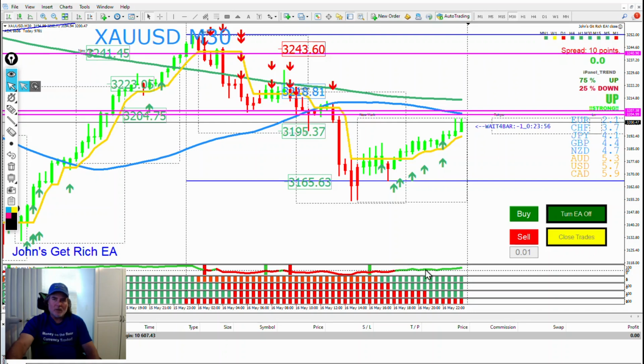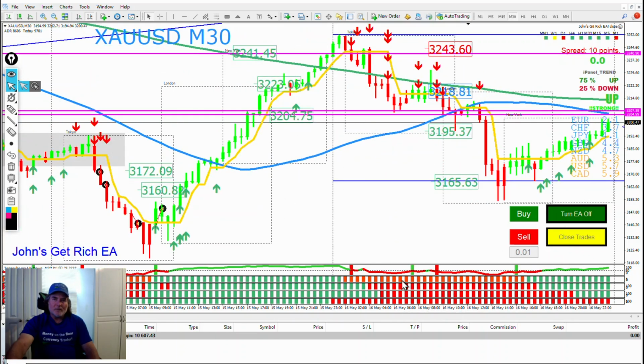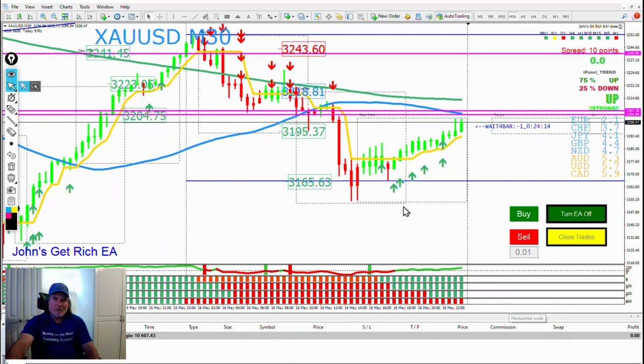Or another good reason to exit too is if the RSI turned back red. That's another reason. If you're buying and all of a sudden the RSI turned red, it's almost the same thing as a red bar. You want to get out because the RSI is your friend. If it's green, you're buying. If it's red, you're selling. It's pretty simple. So those are the main characteristics.